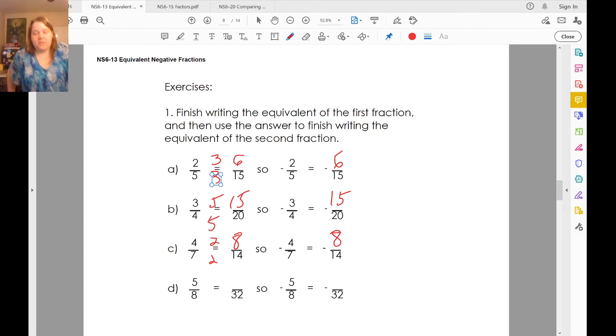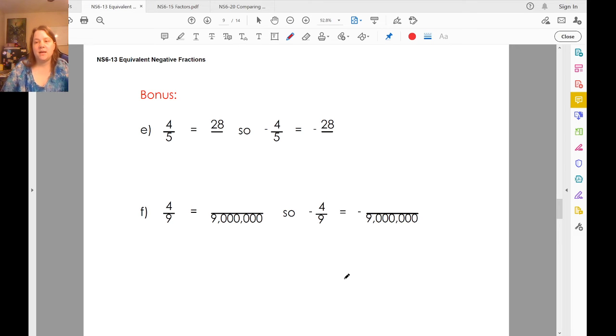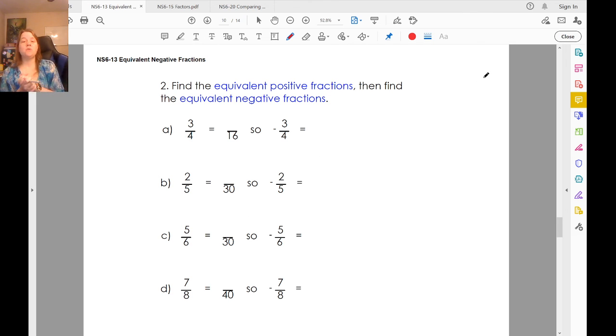5/8 equals something over 32. How do we go from 8 to 32? Well, we're going to multiply by 4. So when we multiply 5 times 4, it becomes 20 over 32. 5/8 equals 20 32nds. Negative 5/8 equals negative 20 32nds. You can go ahead and try these bonuses. 4 times 7 is 28, so 5 times 7 is 35. So we're just going to put 35 there. 4/5 equals 28 over 35. Negative 4/5 equals negative 28 over 35. And then over here, to go from 9 to 9 million, you get the idea. So I'm going to let you give these a shot on your own, and when you come back, we'll talk about it.